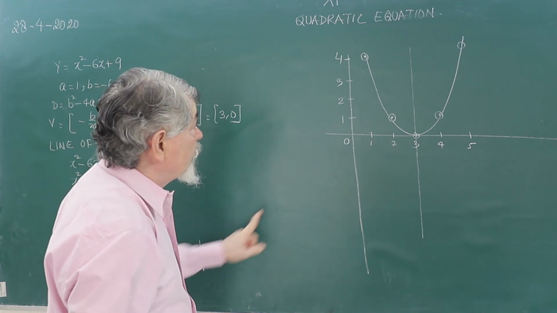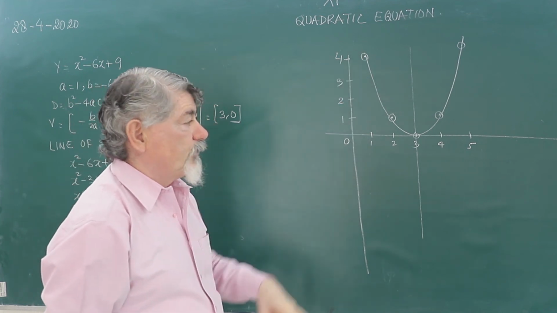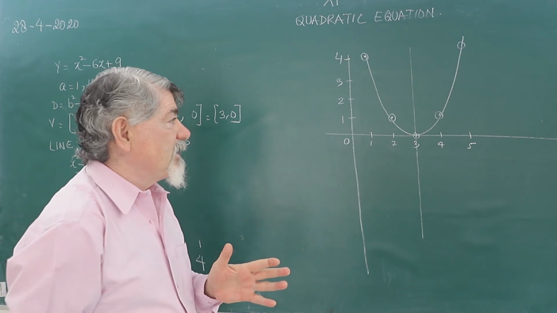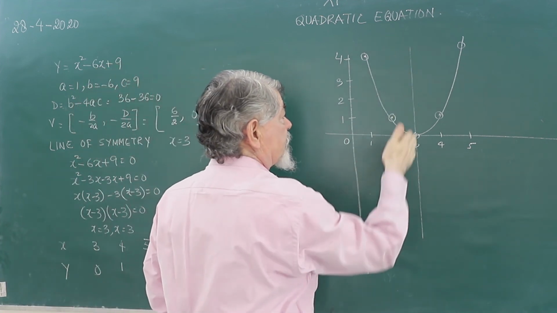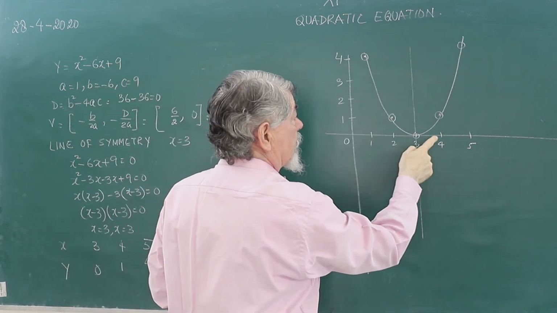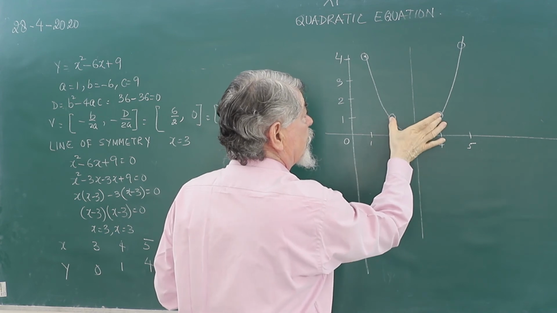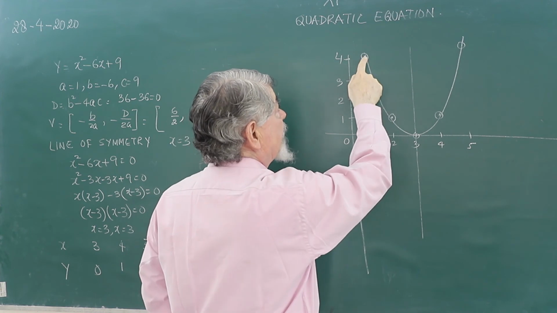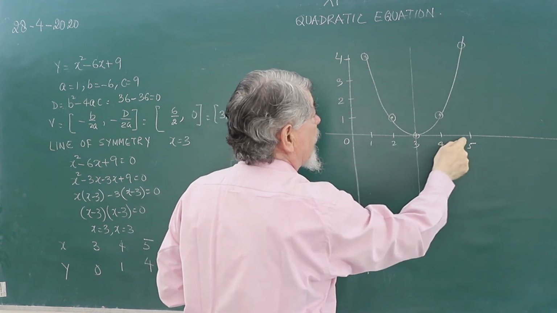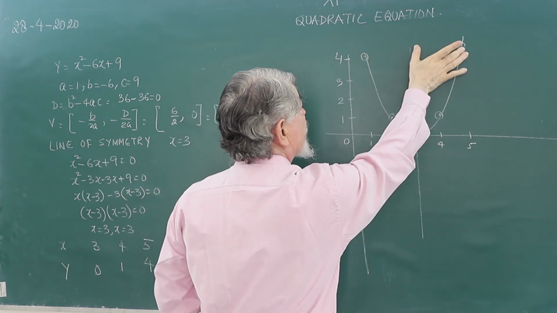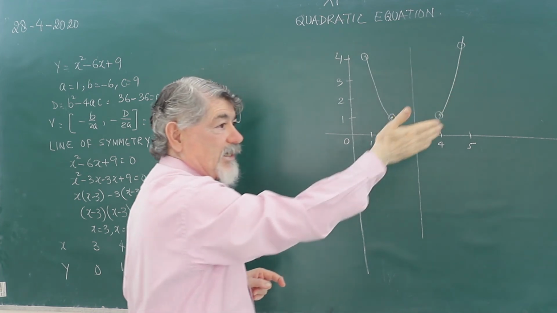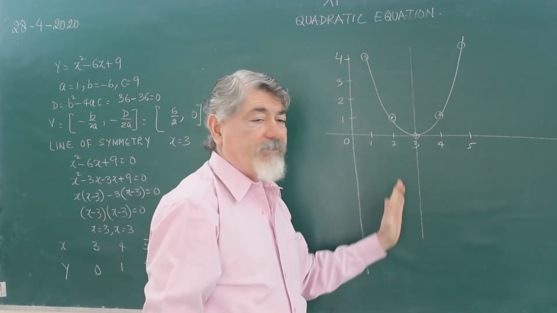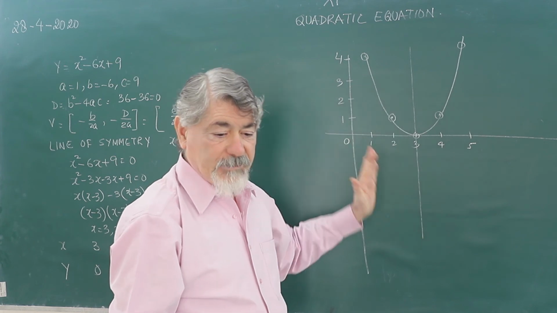Corresponding to x is equal to 1, I have got the value of y as 4. You can see the symmetry clearly. This is the line of symmetry: 2, 1 and 4, 1. So these 2 points are symmetrical about this line. Then I have points 1, 4 and 5, 4. These 2 points are exactly symmetrical about this line. So you should understand why we are calling this the line of symmetry.